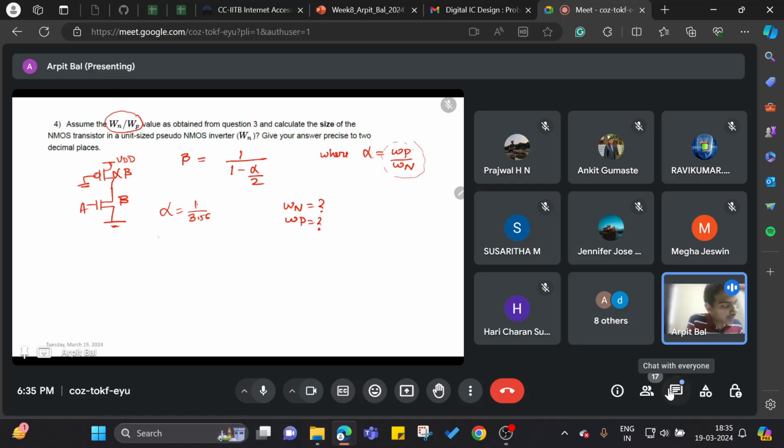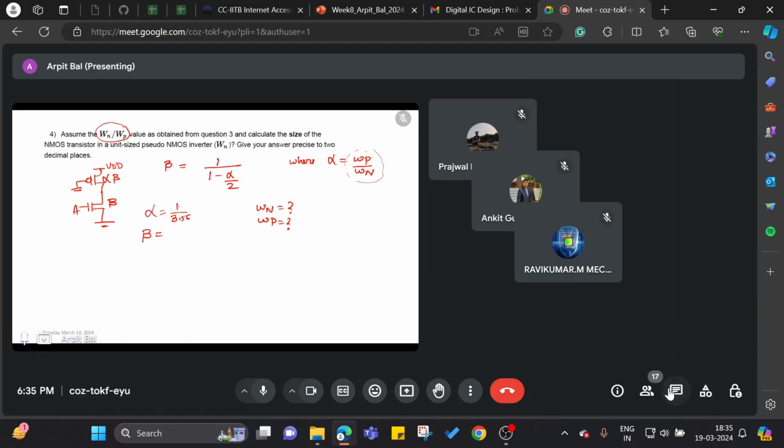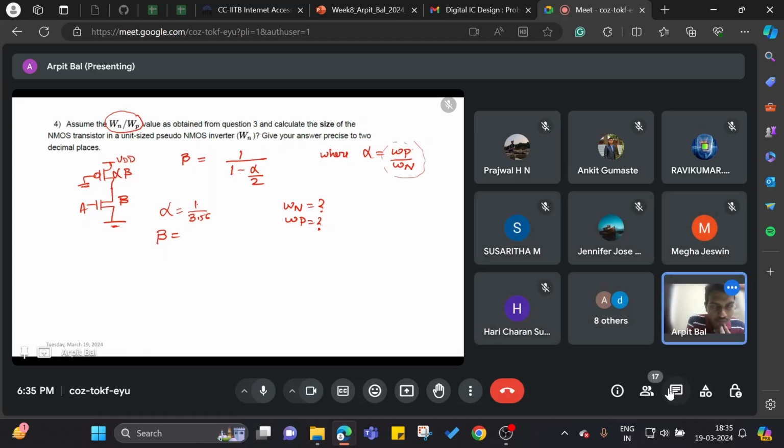And then you need to figure out the value of beta. So what was the value of beta that you got? 1.163. Okay, so then you know the Wn, that is 1.163. And what is the Wp? Alpha into beta. 0.327. Okay, yeah, correct, 0.327.